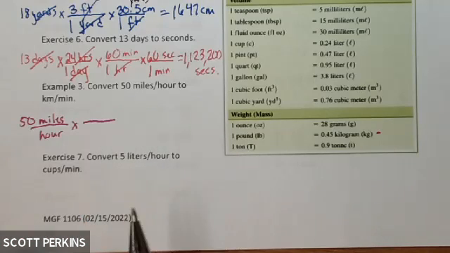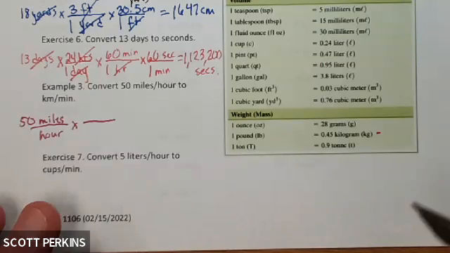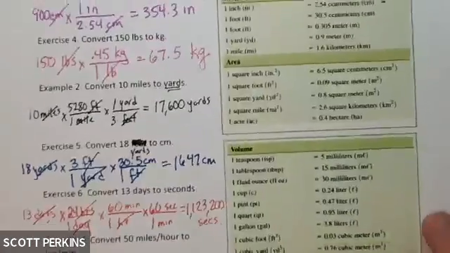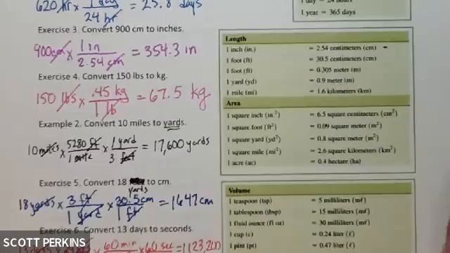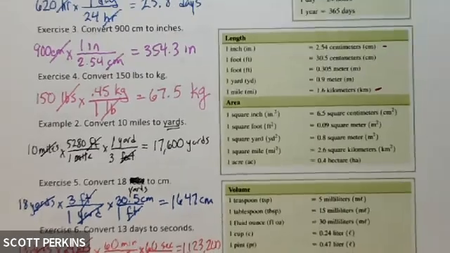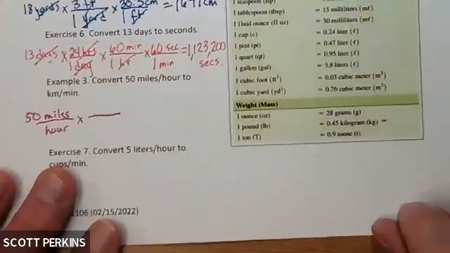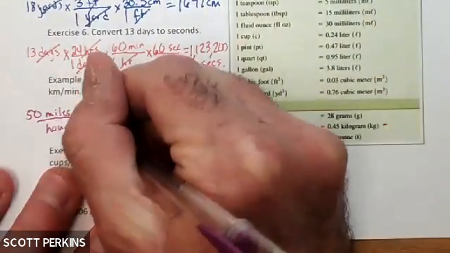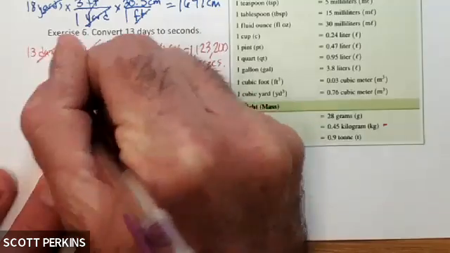But forget the hours for a minute. I want to change my miles first into kilometers. So I'm going to go on my chart. Let's see, where is the miles to kilometers? It's right here at the 5th one down in the middle chart. 1 mile is 1.6 kilometers. So 1 mile on the bottom, 1.6 kilometers in the top, and my miles are gone.